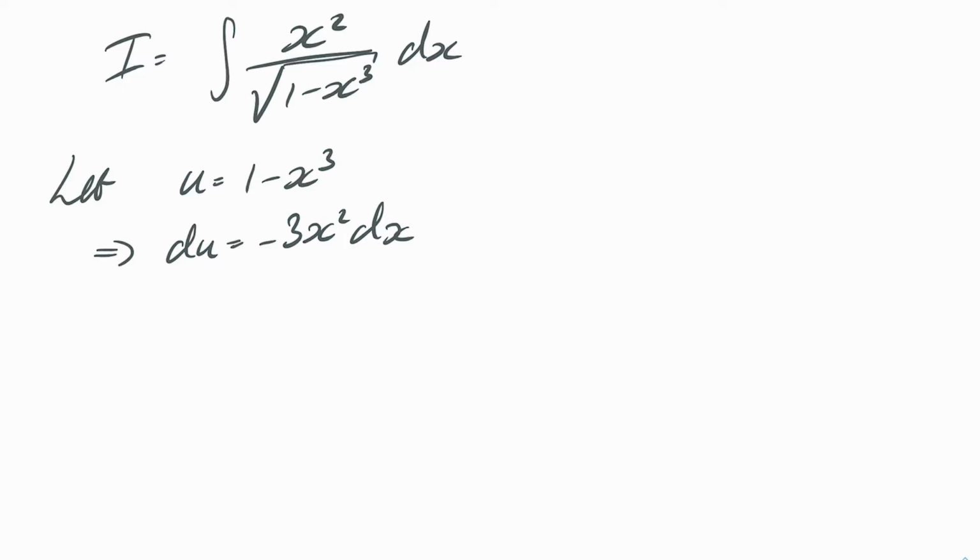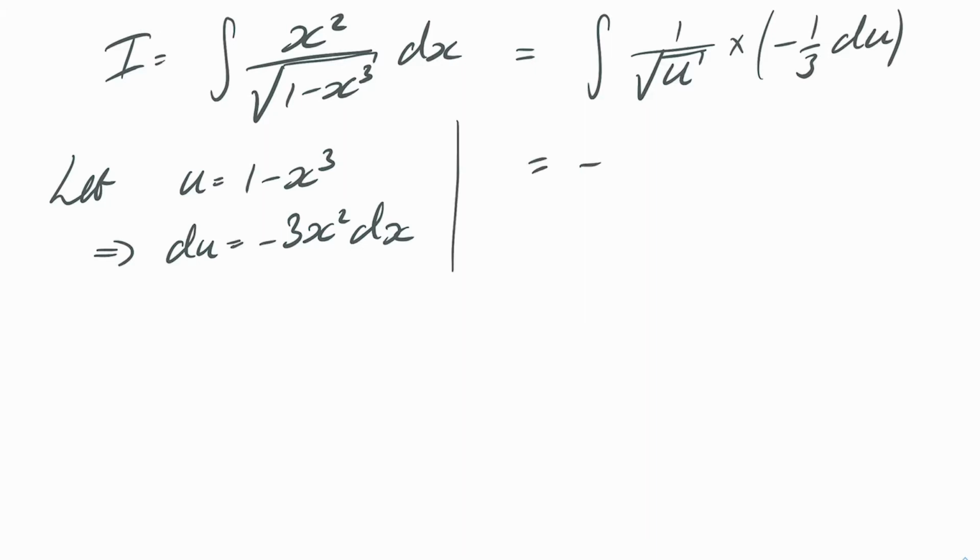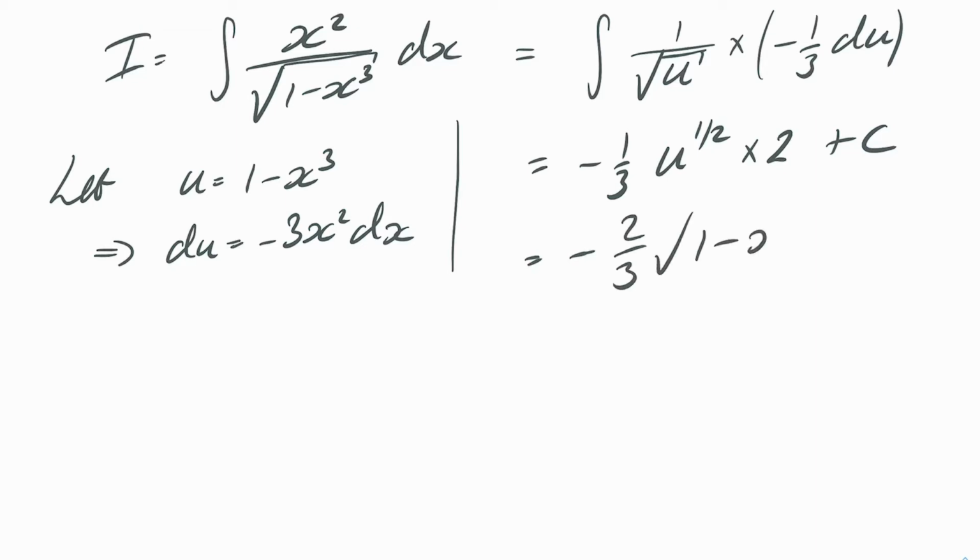So the integral then becomes, the integral, we have 1 over the square root of u times x squared dx, which is minus 1 over 3 du. So this then becomes minus 1/3 u to the 1 over 2 times 2 plus a constant, which is equal to minus 2 over 3 times the square root of 1 minus x cubed plus c.